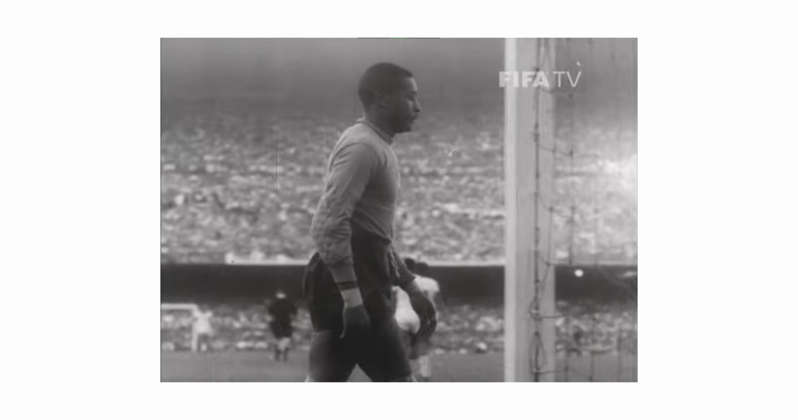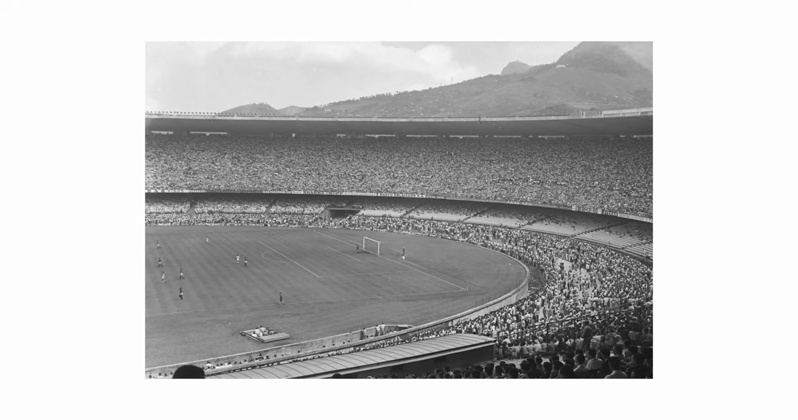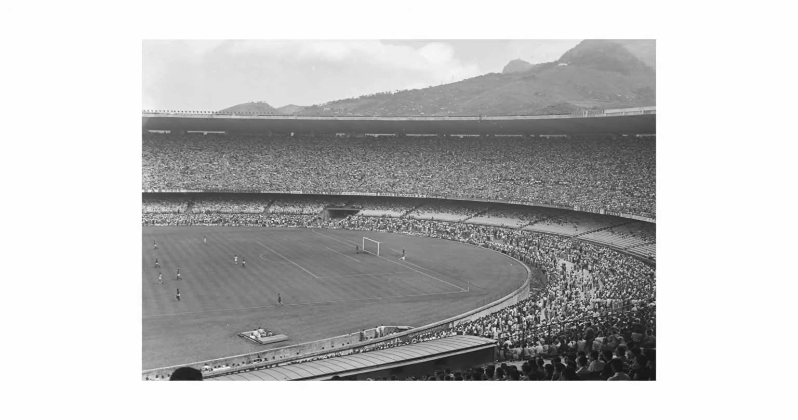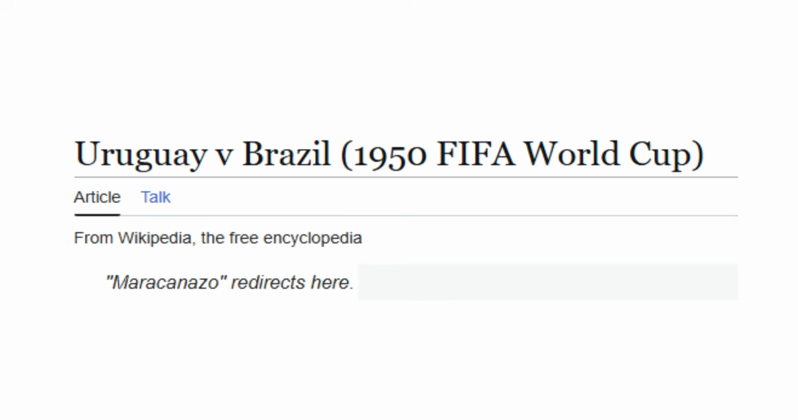And for Brazil, it was heartbreak. They lost the surely won World Cup in front of 200,000 people. It was the game that went down in history with the name Maracanazo.